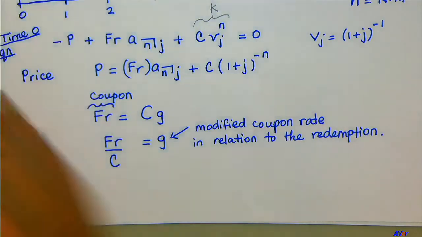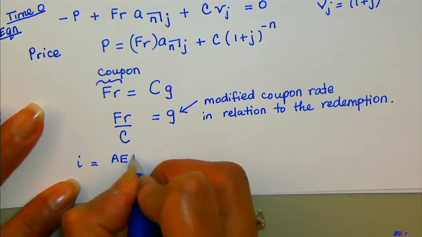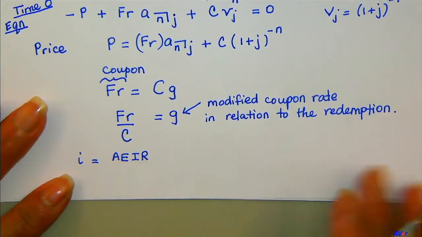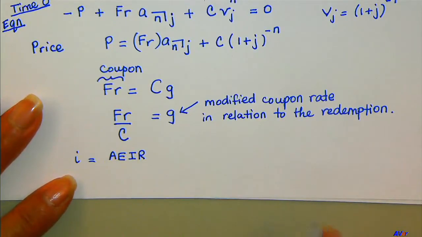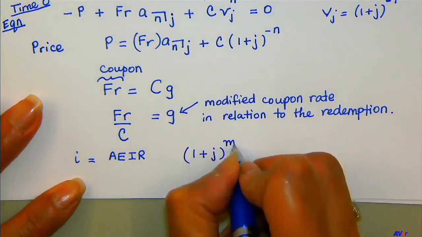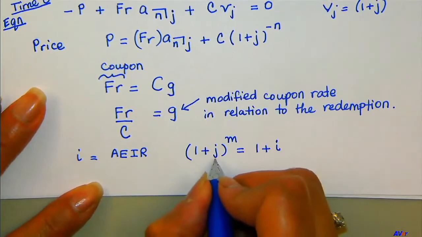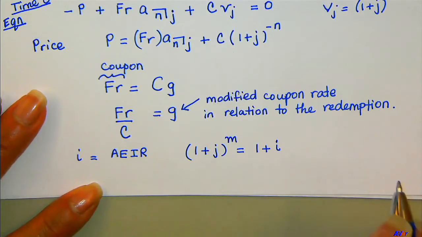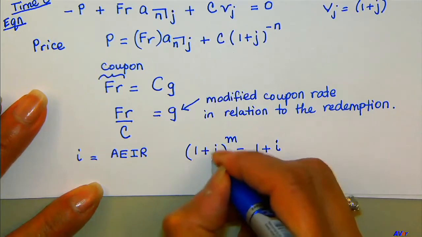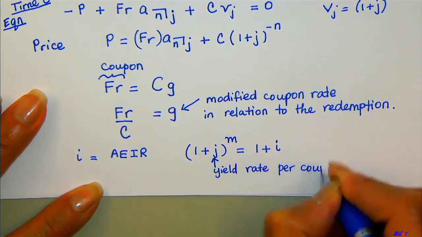And then it talks about j. So if they give you i, the annual effective interest rate, which will be given in your problem, your job is to figure out the j that goes with that, because your payments are happening m times a year, so you cannot work with this rate i. So you would say 1 plus j to the m is equal to 1 plus i, because your coupons are m times a year. You need the rate for m times a year. So that's what j is: the yield rate per coupon period.